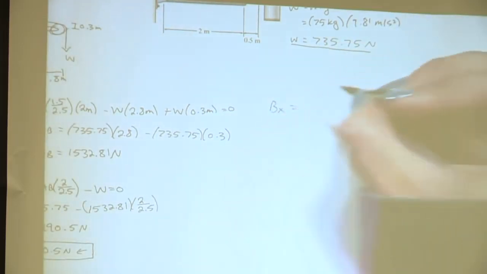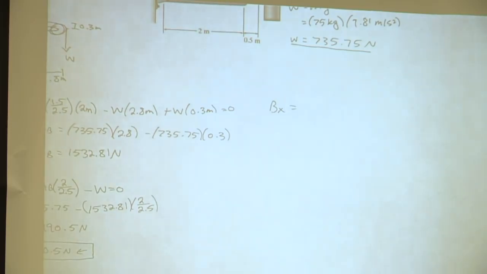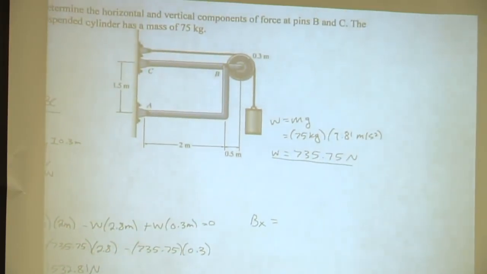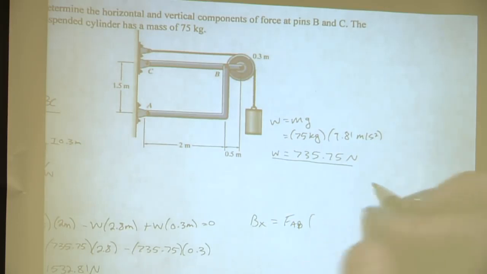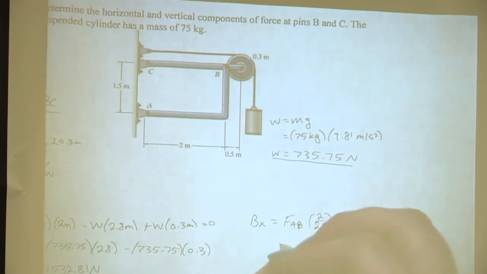So let's call it BX. How do we solve for it? Just multiply. Like this? Yes. Multiply 1532.81 times 2.5. Okay, so we have FAB, and then how do we get to its X component? Multiply that by 2 over 2.5. Awesome, so multiply it by 2 over 2.5 to get its X component.